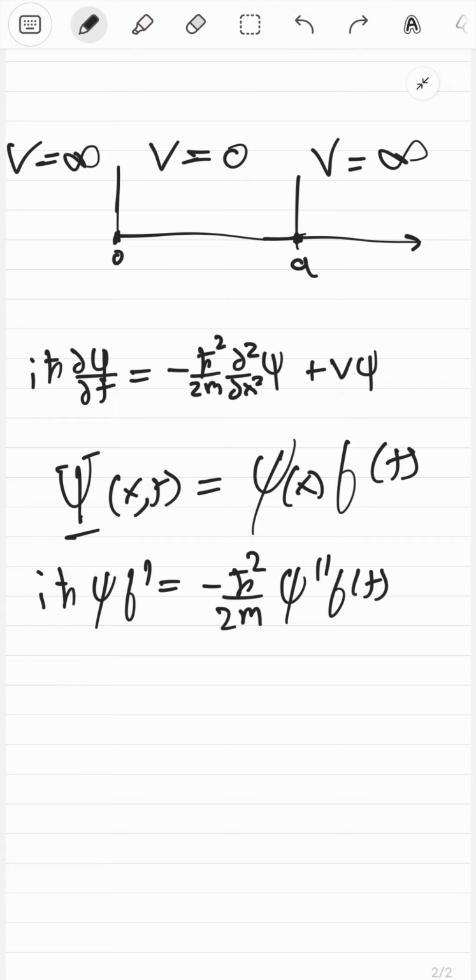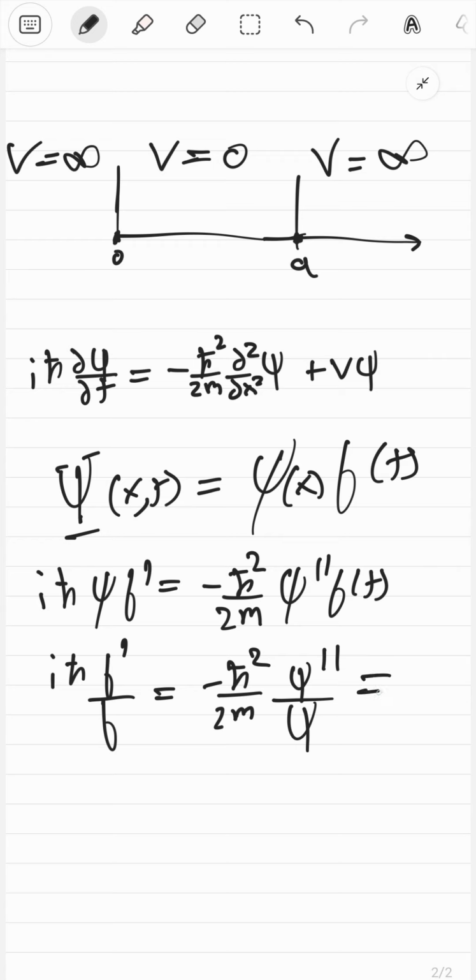Now what I can do is separate this. I can divide this, and then we'll have i h bar f dash upon f, that's equal to negative h bar squared upon 2m times psi double dash upon psi, and I'm going to set this equal to some energy E, right?